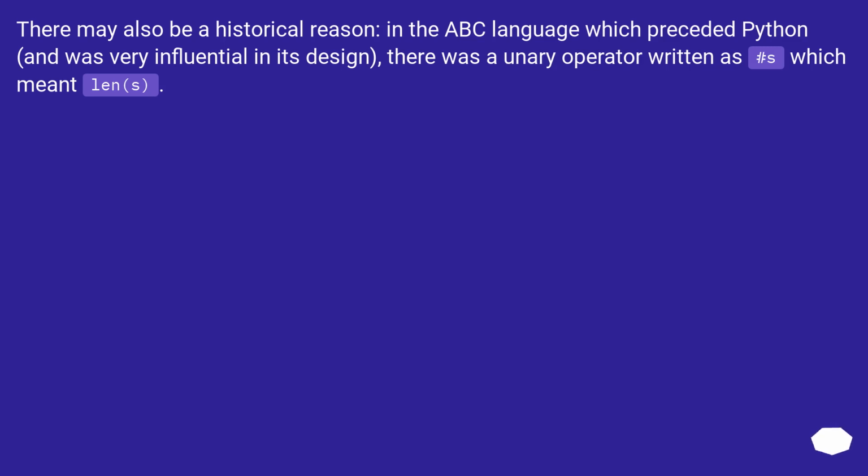There may also be a historical reason. In the ABC language which preceded Python, and was very influential in its design, there was a unary operator written as #s which meant len(s).